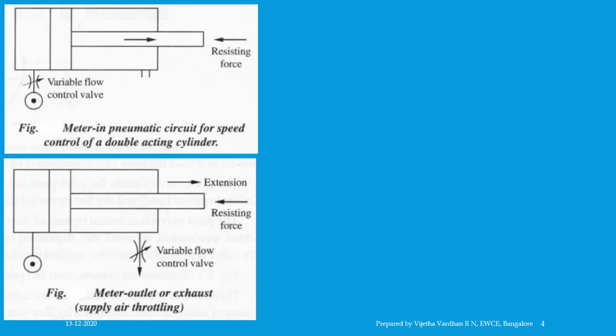Coming to the metering out or metering exhaust circuit. In this case, the variable flow control valve is placed at the outlet port of the cylinder, which you can see in the figure. Initially, there will be a rapid or sudden movement of the piston, followed by slowing down as air gets compressed on the piston rod side.